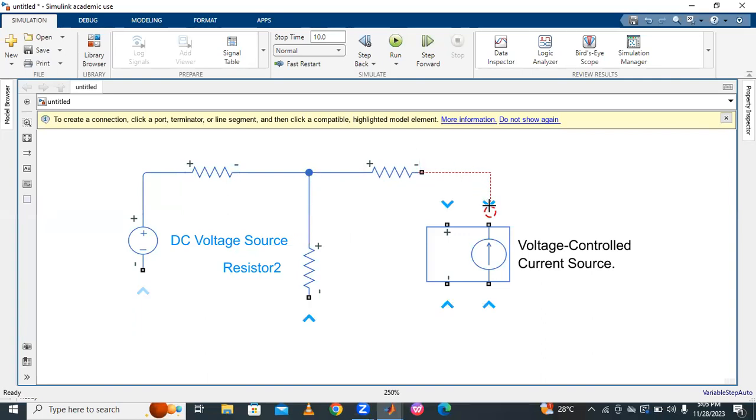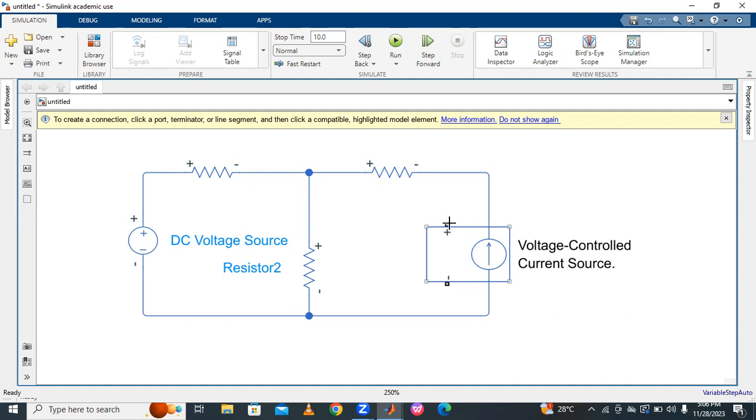Here the circle is the source. In this way, the connection is over. For the voltage controlled current source, the circle is connected, and it is depending on the plus minus, which are the voltage controlling parameters.